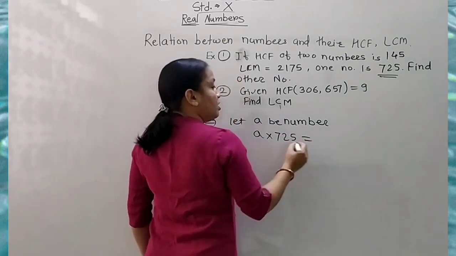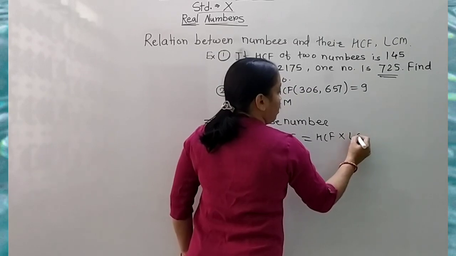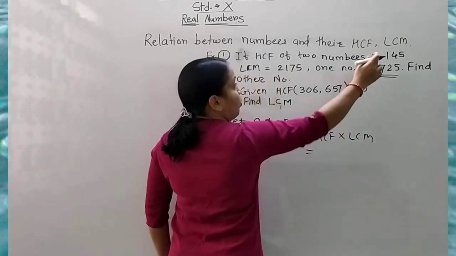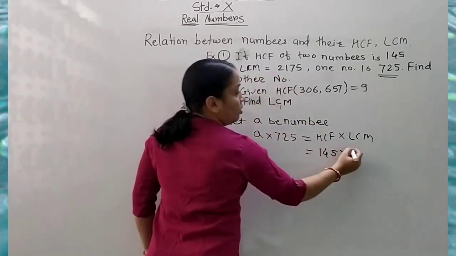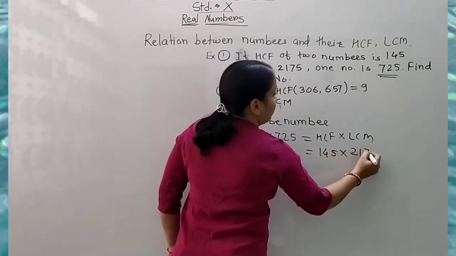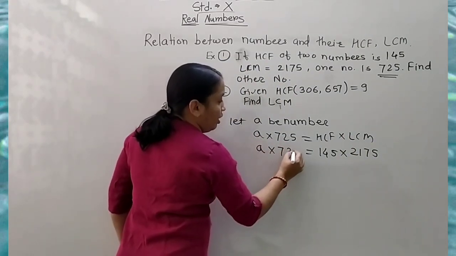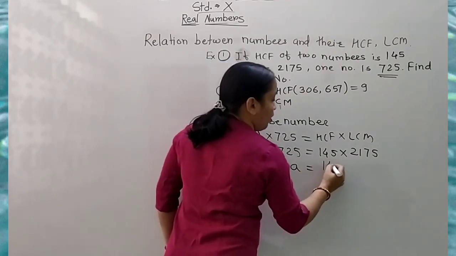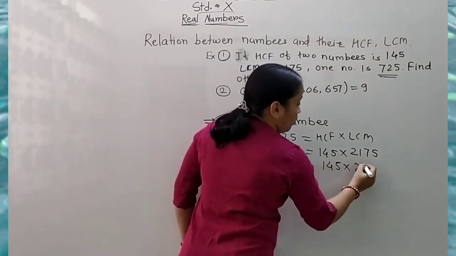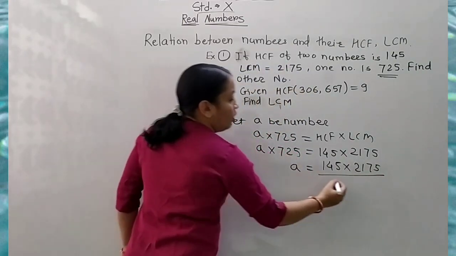You know that the product of the numbers is equal to the product of the HCF and LCM of those two numbers. Therefore, A into the second number, 725, because one number is 725, is equal to HCF into LCM. HCF is given, 145. Just put the values. LCM is given, 2175. A into 725. So what will be A? A is equal to 145 into 2175 divided by 725.